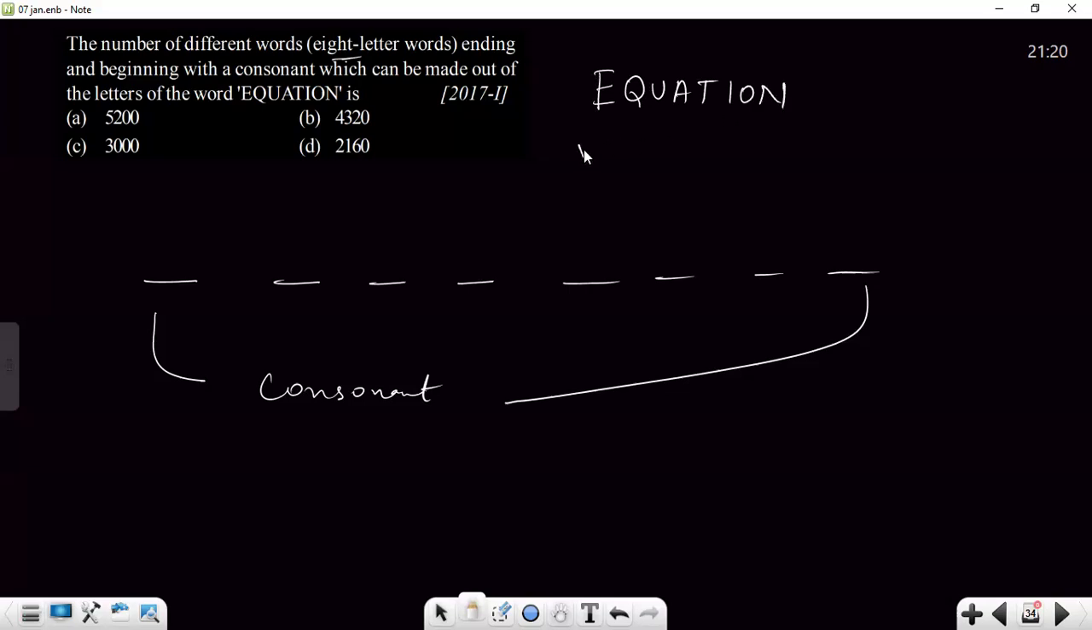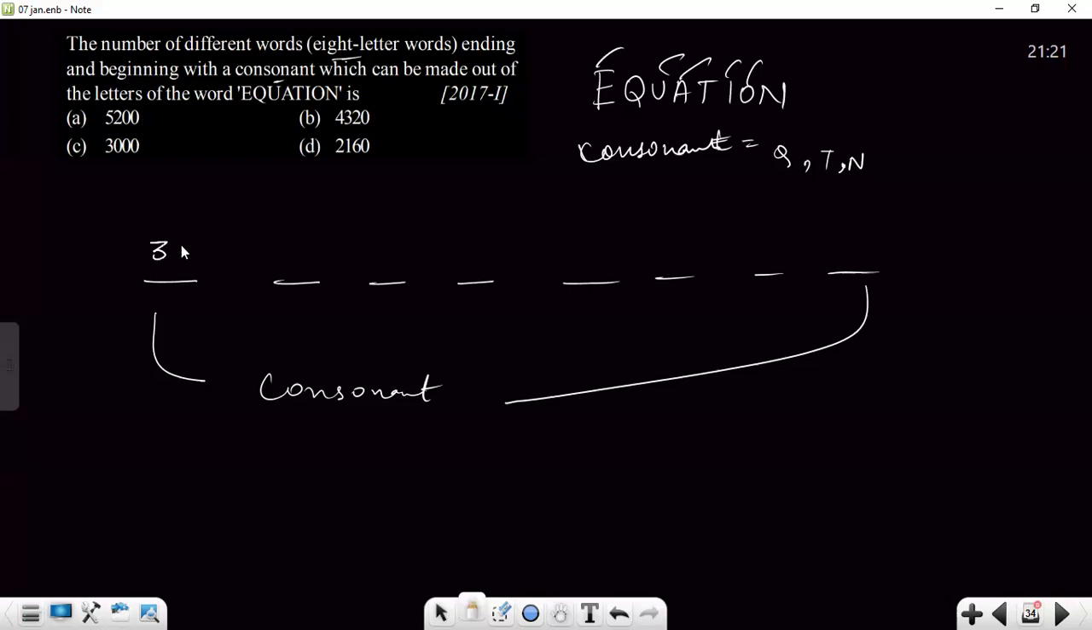So let's write all the consonants. Q is a consonant, T is a consonant, and N is a consonant. Only 3. And U is a vowel, A is a vowel, I is a vowel, O is a vowel, E is a vowel. So 5 vowels, 3 consonants.